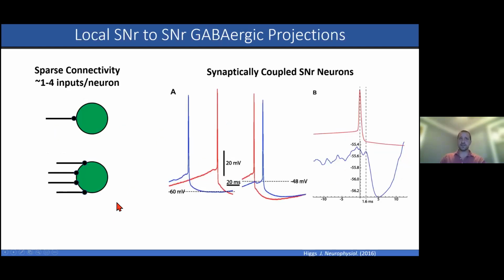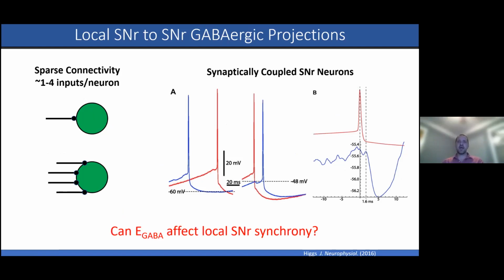Within the SNR, there are local collaterals, although they're very sparse. On average, an SNR neuron receives 1 to 4 inputs from a neighboring SNR neuron, but they do exist. So there's an example shown here of a connected pair in a feed-forward connection. What we want to ask now is, can changing eGABA affect the synchrony of connected pairs within the SNR?